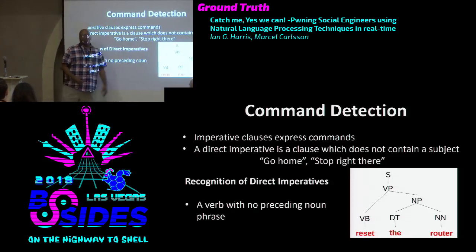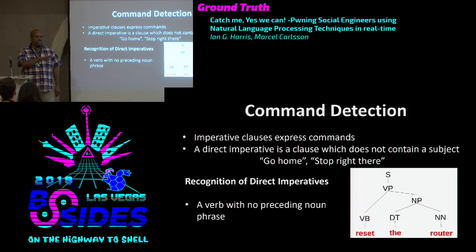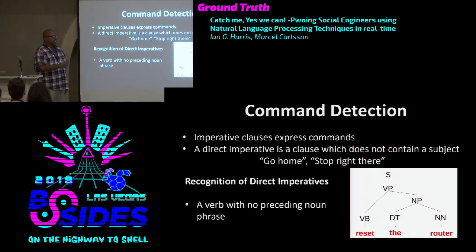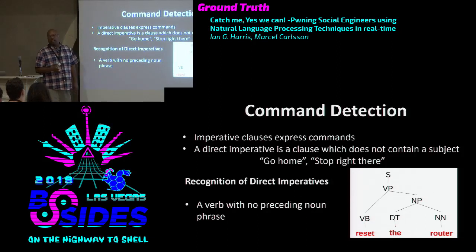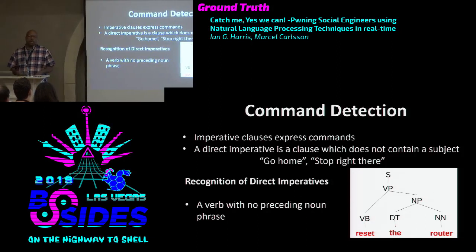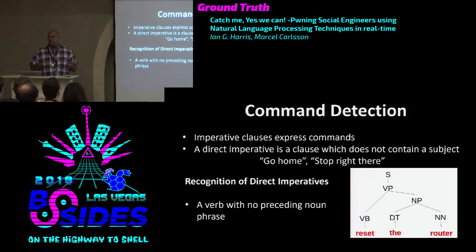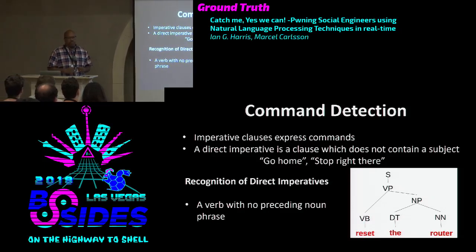Stop right there. You just put the verb right in the front, right? And there's no subject in the sentence at all. So if you see a sentence like that with no noun phrase to the left of it, then you say, okay, that's a command. That's one type of command. It's a common type. Then there are other ones like more polite ones. So often you'll say, please go home, right?